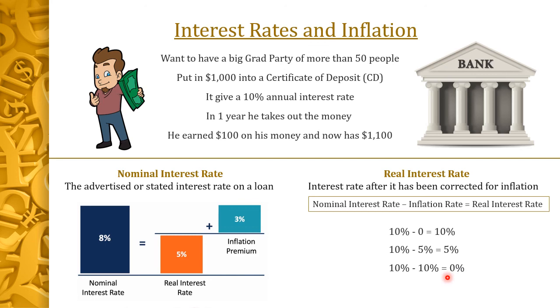Now, yes, he got $100 more, but it costs more to buy everything. In this case, the basket of goods cost him 10% more, so he didn't really get any more purchasing power. And what would have happened if it went up to 12%? He would actually have lost some purchasing power. He would be able to buy less today, even though he had more money than when he started. So interest rates and inflation are kind of interesting.